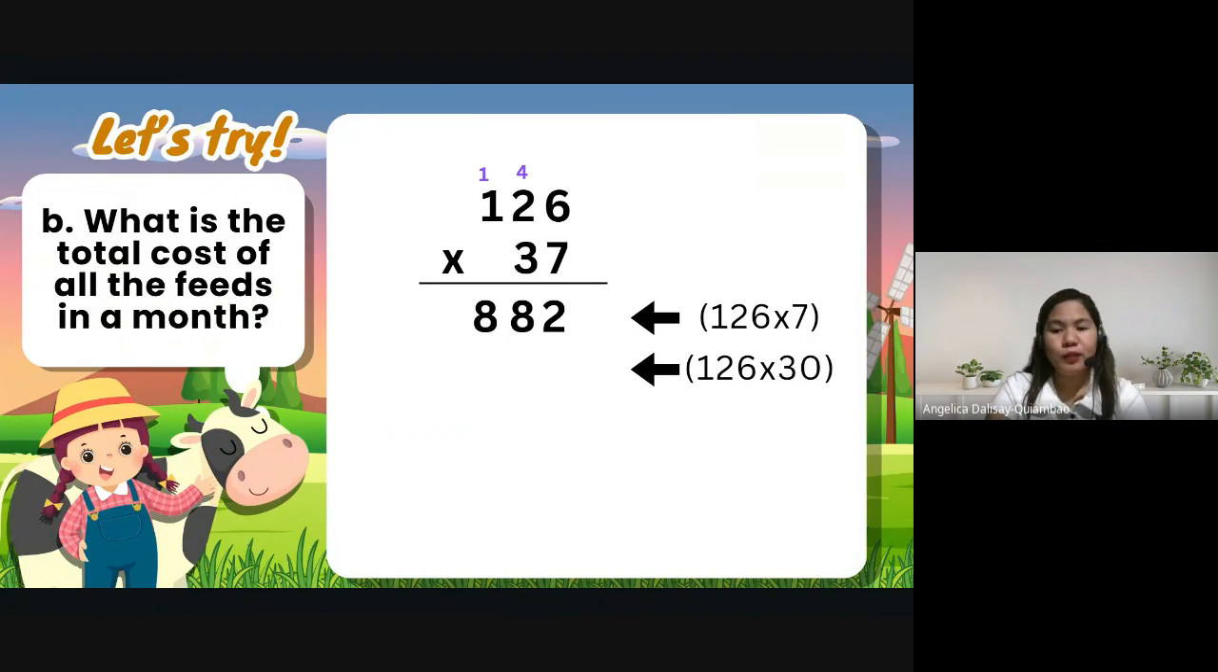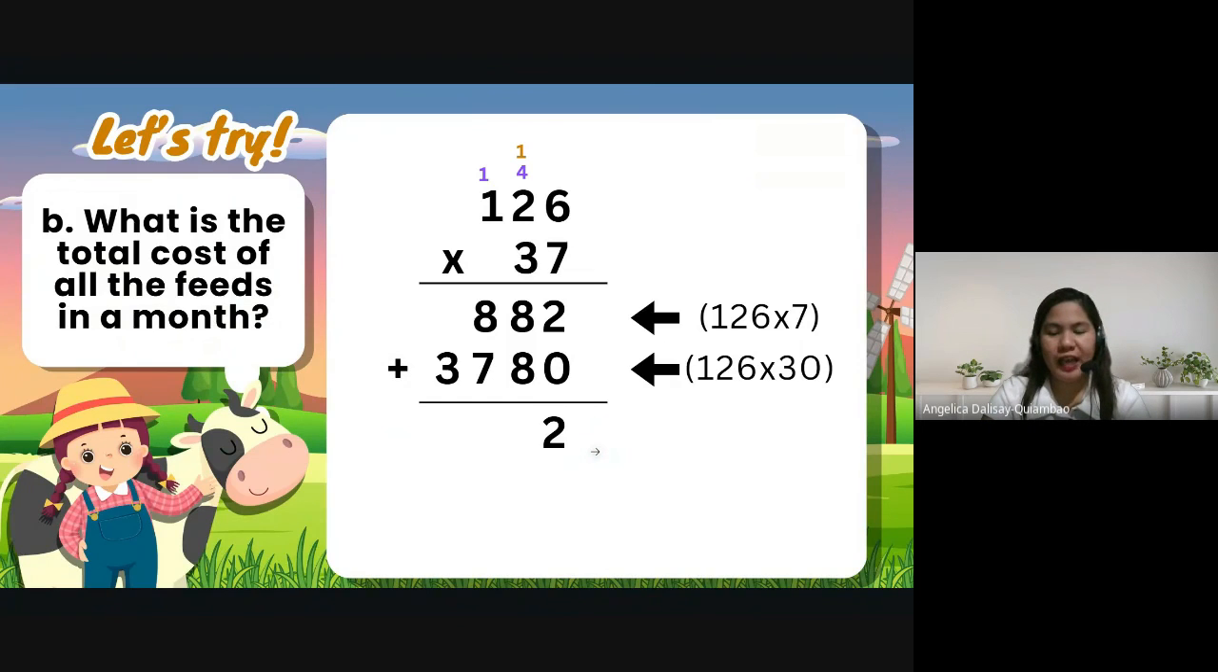Next is multiply 126 by 30. So put 0 on the tens place. And then 6 times 3, you will get 18. Carry over 1. 3 multiplied by 2, you will get 6. Add 1, you have 7. And then 3 multiplied by 1, you have 3. So this is our second partial product.